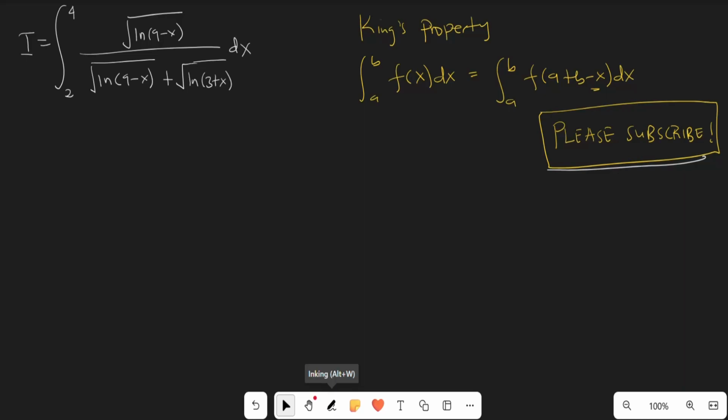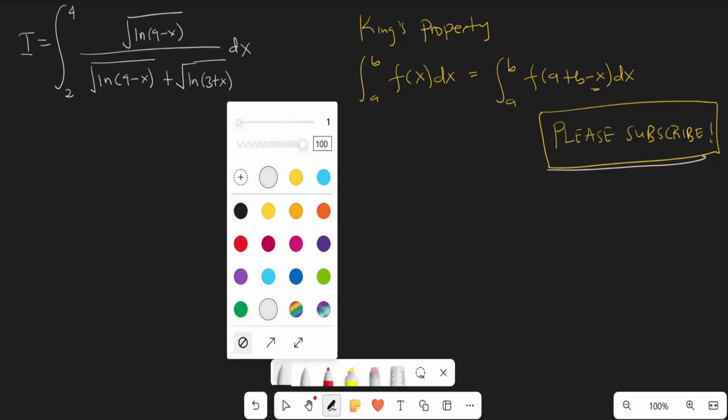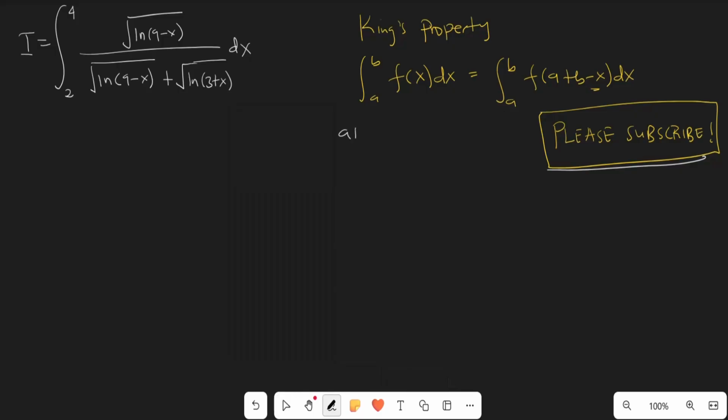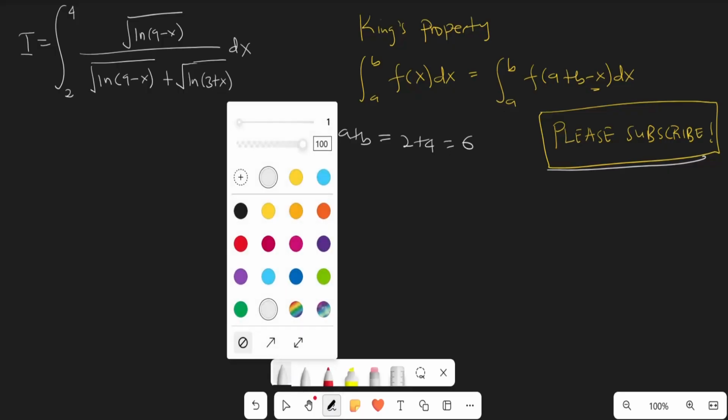So in this tutorial we'll look at this integral. We are going to solve this integral using the King's property, which says that the integral from a to b of f of x dx is the same as the integral from a to b of f of a plus b minus x dx. So here, a plus b in our case is going to be 2 plus 4, which is 6. We are going to use that to transform our integral here.